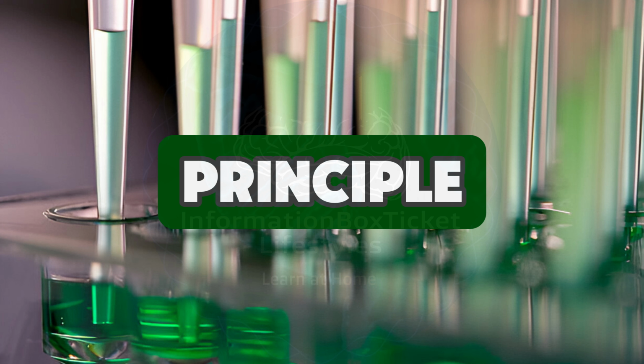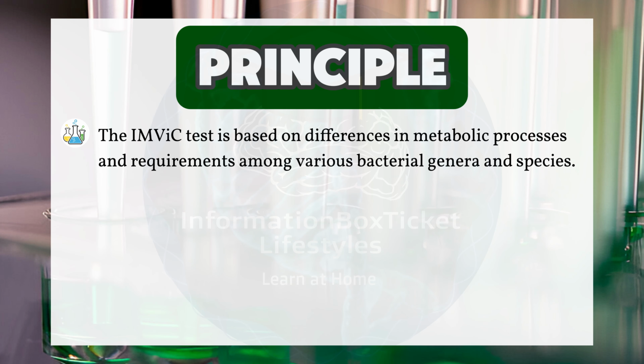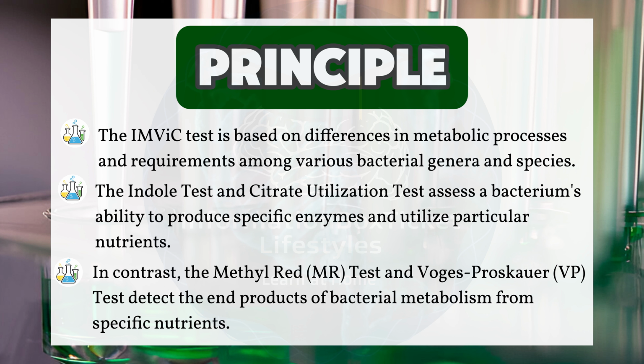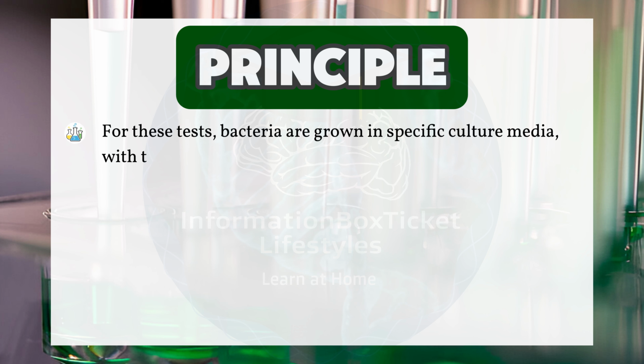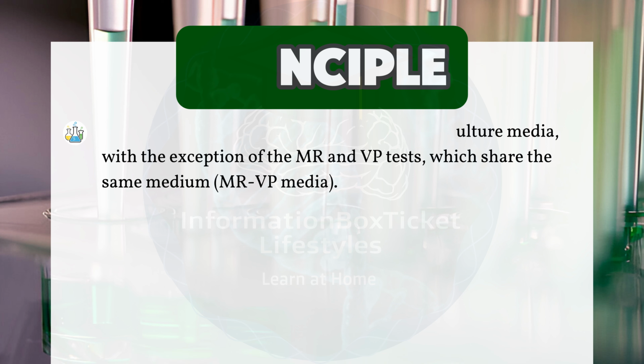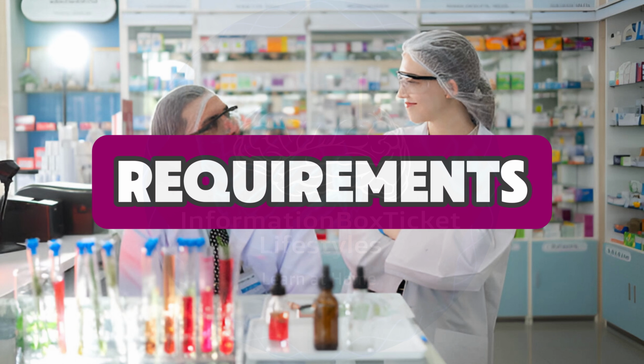Principle of IMViC test. The IMViC test is based on differences in metabolic processes and requirements among various bacterial genera and species. The Indole Test and Citrate Utilization Test assess a bacterium's ability to produce specific enzymes and utilize particular nutrients. In contrast, the Methyl Red test and Voges-Proskauer test detect the end products of bacterial metabolism from specific nutrients. For these tests, bacteria are grown in specific culture media, with the exception of the MR and VP tests, which share the same medium.